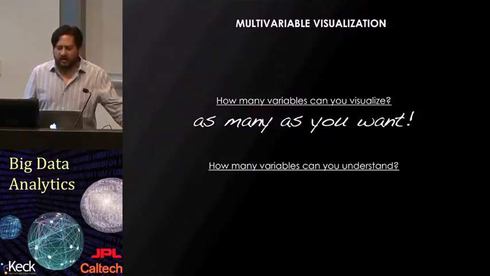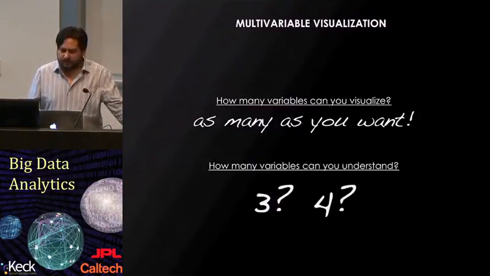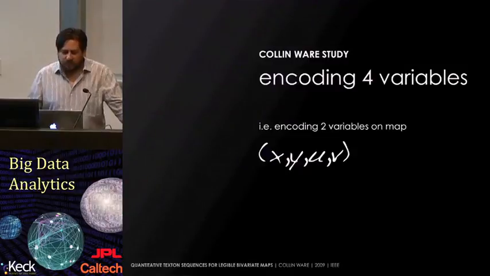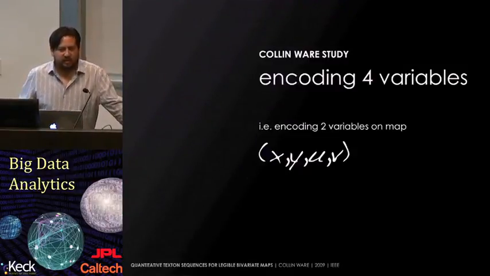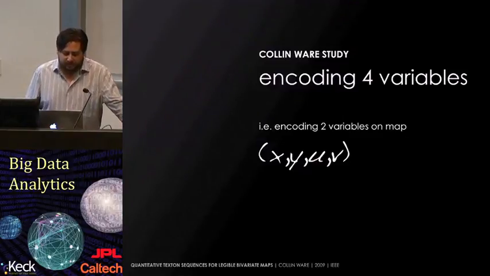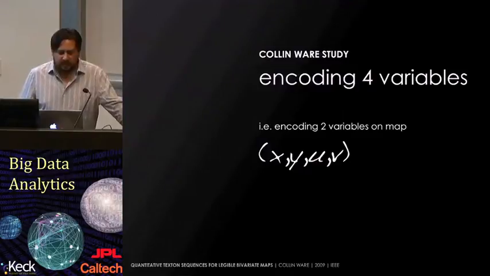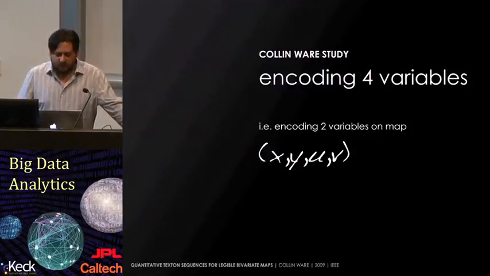So how many variables can you understand? Is it 3? Is it 4? Well, let's talk a little bit about what it means just to visualize 4 data variables and how you would go about it. There was a really good study done by Colin Ware in 2009 that tried to encode 2 variables on a map. So that means you have x and y positions for different points in a map plus 2 different variables. In this case, we're talking about water temperature as well as water salinity.